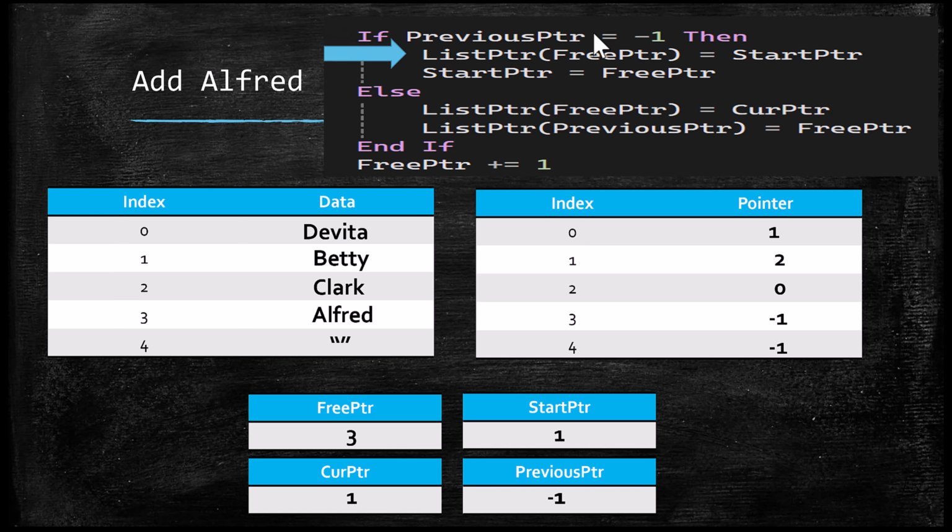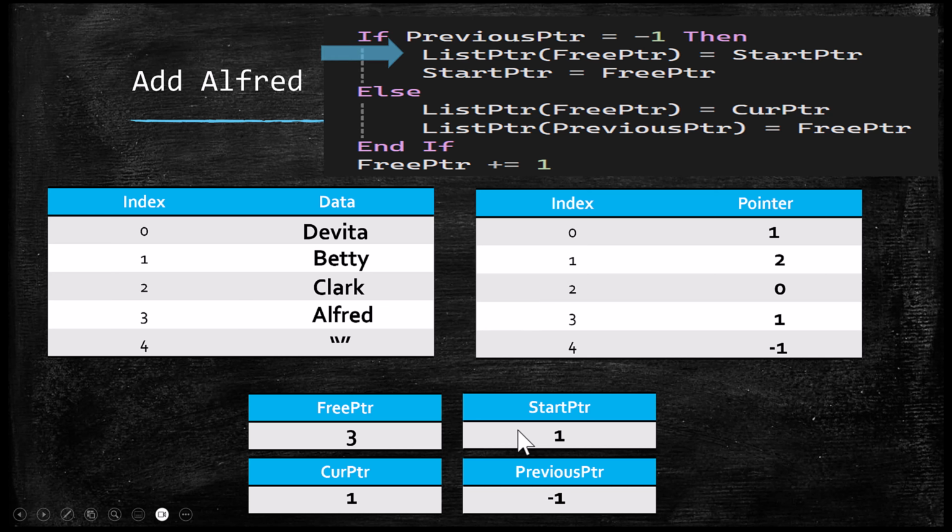So we take a look at our list of pointers. We're looking at the free pointer index. My free pointer is 3. So I'm looking right here at this -1, which is Alfred's pointer. Alfred is not the end of the list. We need to update that. So we're updating that pointer, -1, to our start pointer, which is 1. Now Alfred is pointing to Betty, but Betty is still our starting pointer.